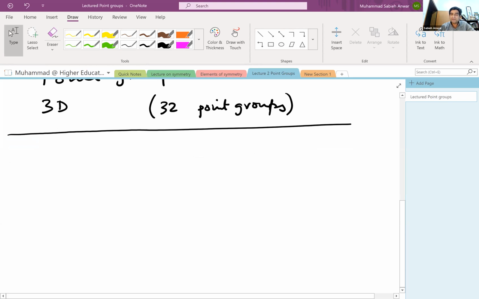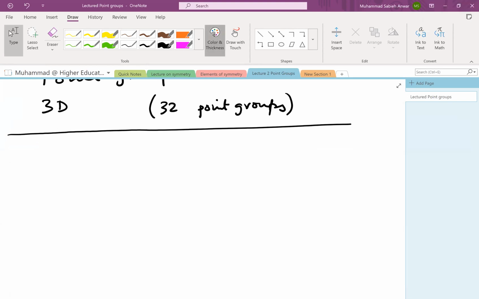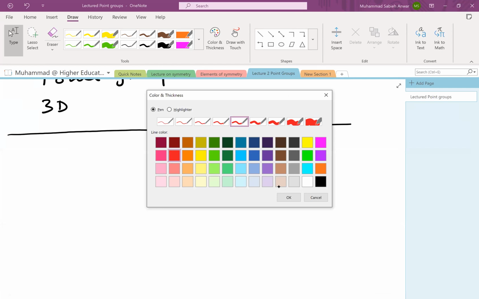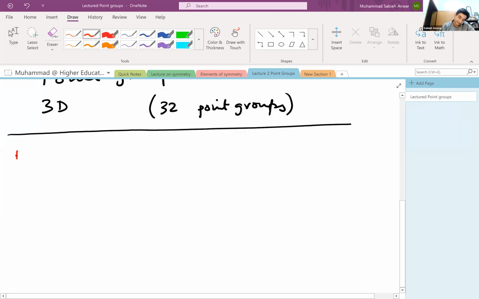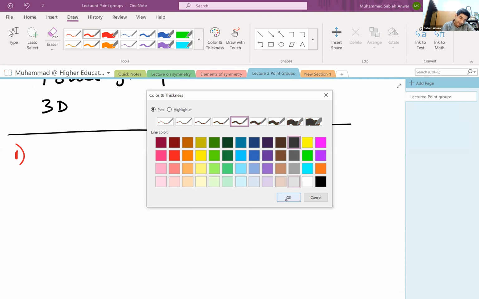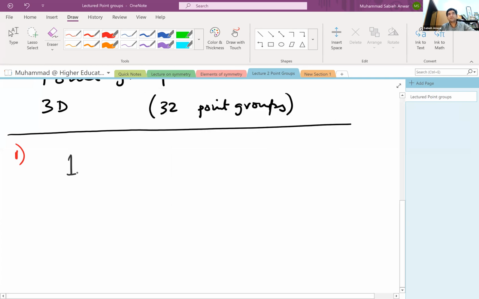Really, the simplest. Identity. Identity, exactly. So number one point group is just the identity. It just has no symmetry whatsoever. This is of course a point group. It satisfies all the properties of a mathematical group.